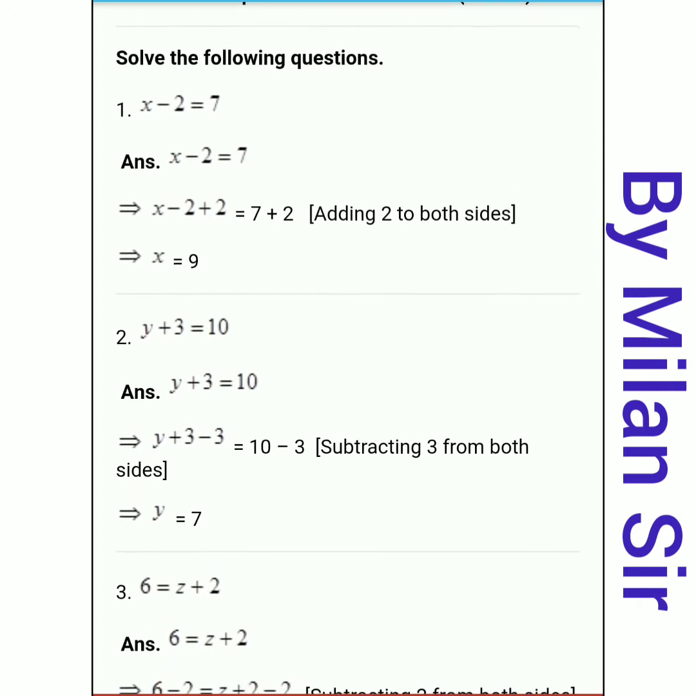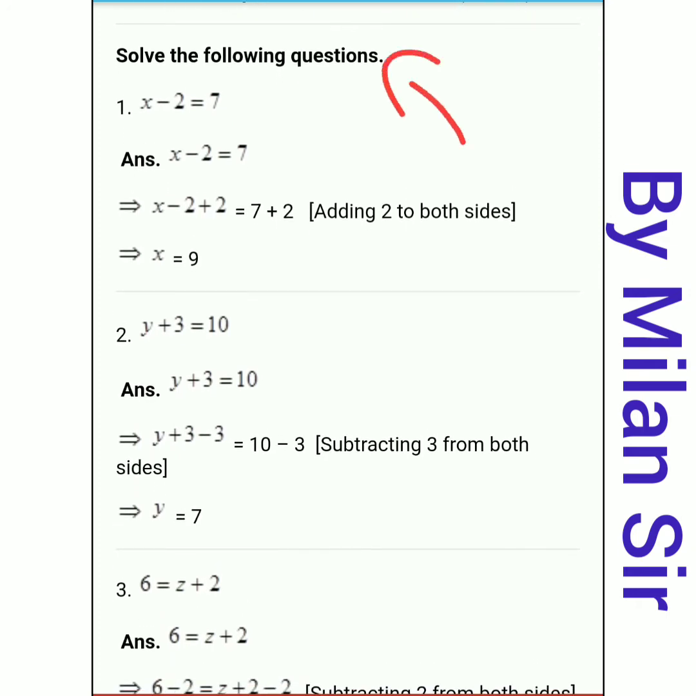So first of all, read this question. Solve the following questions. That means we need to find the value of unknowns. In every question some alphabets are given and we need to find the value of those alphabets. Unknown means our variable, so we need to find the value of the variable.